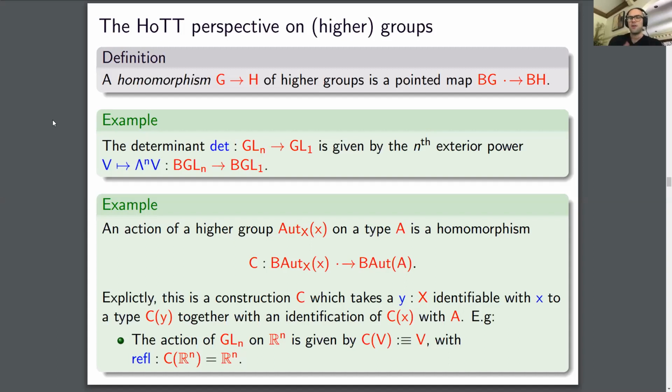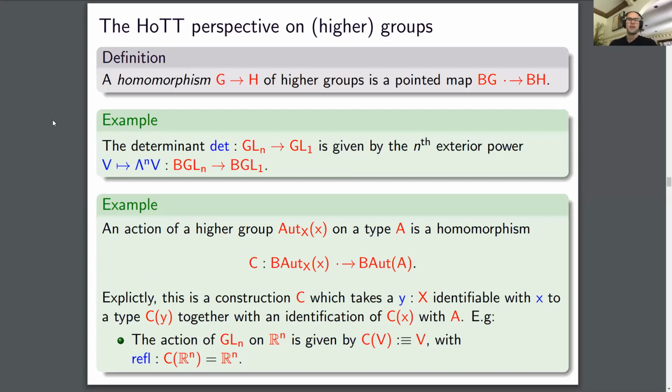So C here is a construction. It takes a Y, which is identifiable with X, right? And it gives a type C of Y. And then the only extra bit of data we need is a way of identifying C of X with the type we're acting on, A.